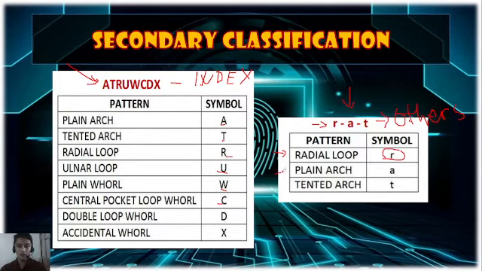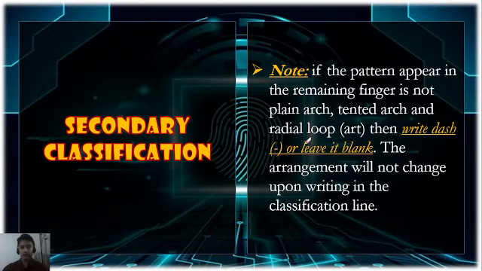Okay, ganun din po sa plain arch. Okay, we are going to write small letter A, and then tented arch, we are going to use small letter T. So yun lamang po yung tatlong patterns that we are going to include in secondary classification. So let's try to have here again a note.